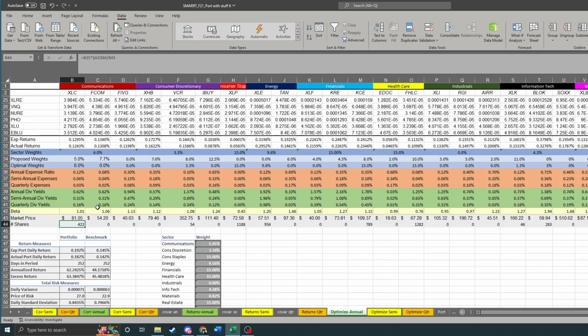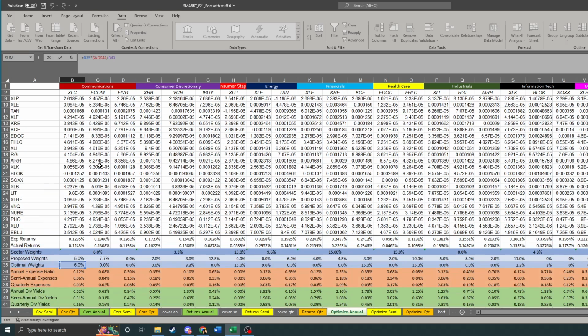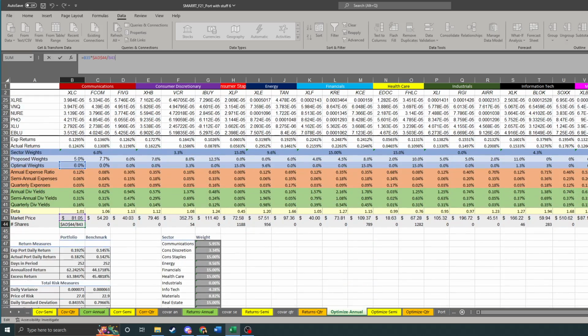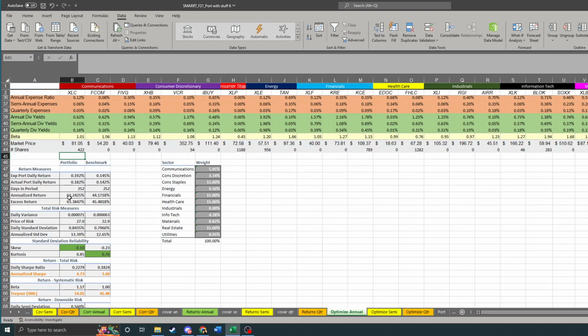And then the shares is a calculation of the optimal weight times the market price, or the optimal weight times, where is that? AD44. Yeah, so it's the optimal weight times the total sum of our cash, and then it's divided by the share price. So that would give us like 400 shares. Since we buy in lots of 100, you guys are gonna have to fiddle with this, so maybe you round up or round down.